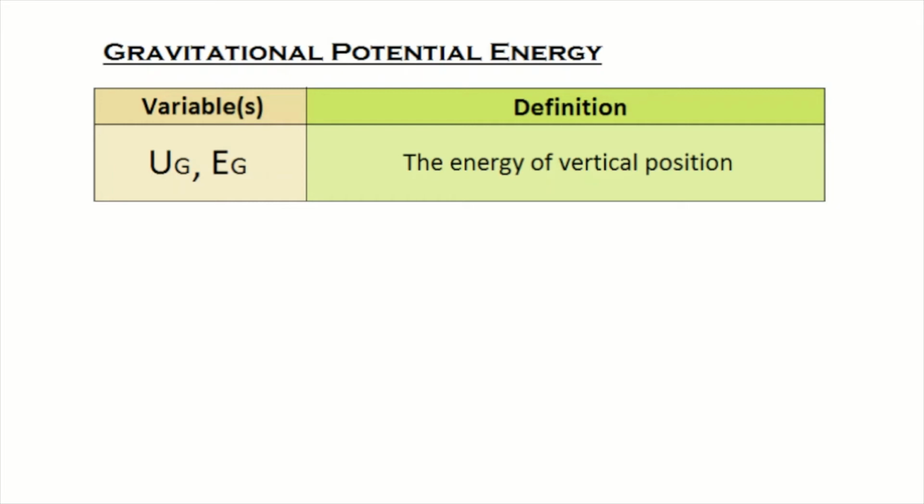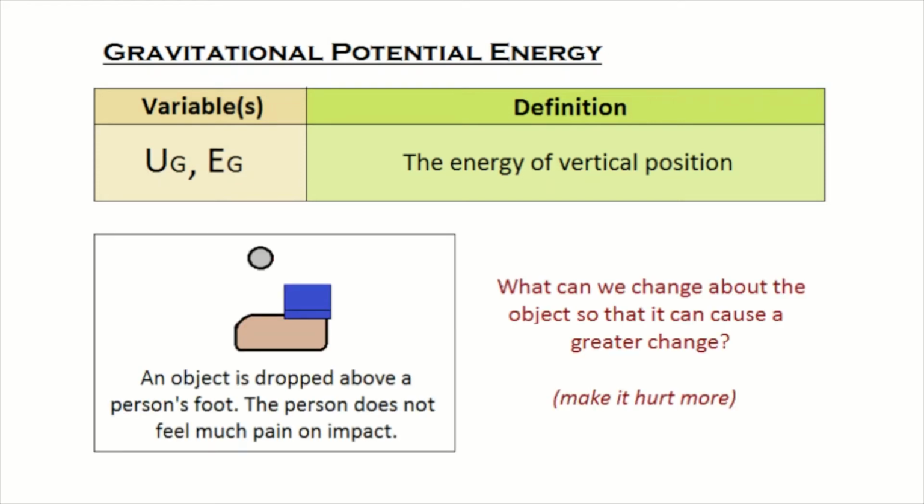Let's dive deeper into gravitational potential energy. Two variable options. Know that capital U stands for potential, so UG represents gravitational potential, maybe EG for gravitational energy. This is the energy of vertical position. So here we're looking at a ball held in place above a person's foot. Because it has a vertical position above the foot, it has the potential to fall downward when released. And maybe the change we want to cause is how badly the person's foot bruises or how much it hurts.